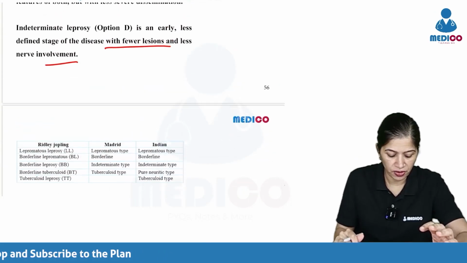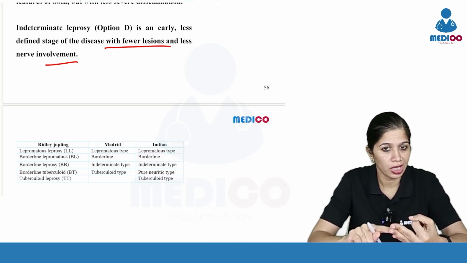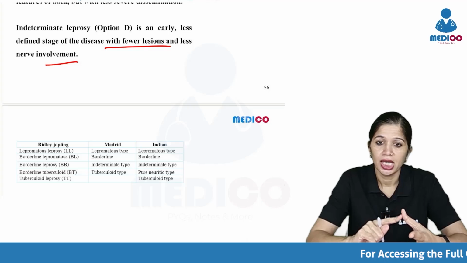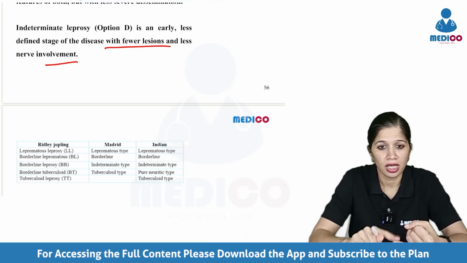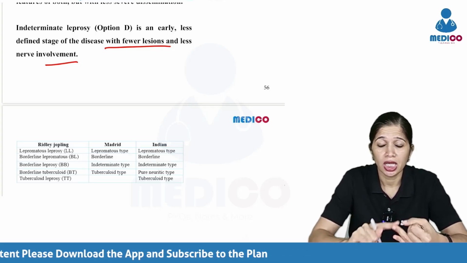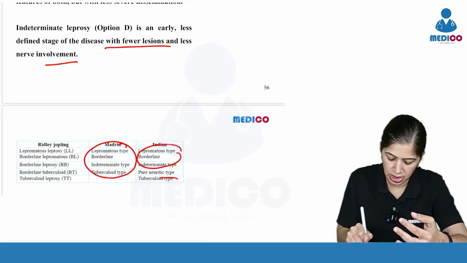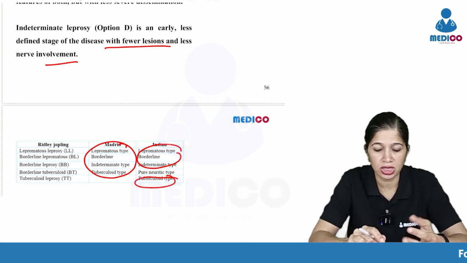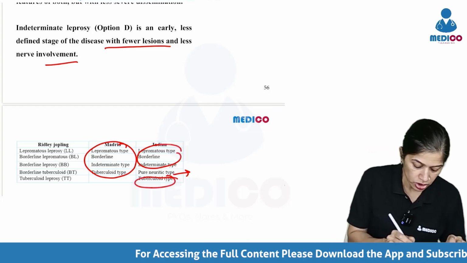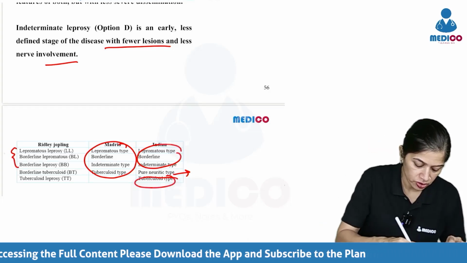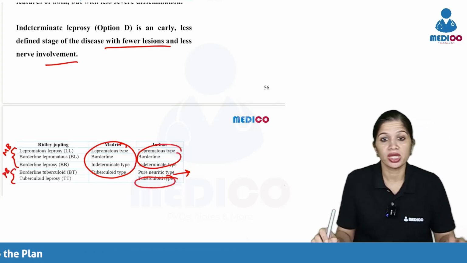Now, if you also look at the classification, Ridley-Jopling, we all know: lepromatous, borderline, borderline tuberculoid and tuberculoid leprosy. Then there is also the Indian classification and the Madrid classification. In Madrid and Indian, you've got lepromatous, borderline, tuberculoid, and indeterminate, seen in both. The only thing is there is a pure neuritic type also, which is unique to the Indian classification. So these three are multibacillary, whereas these two are paucibacillary, together with indeterminate.